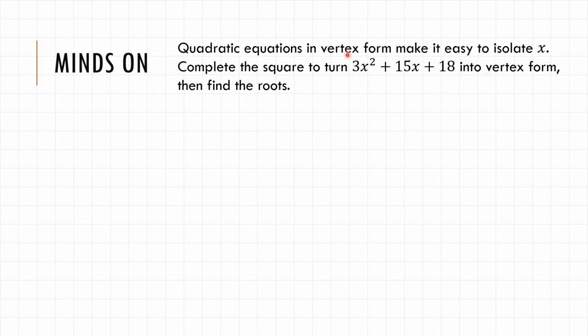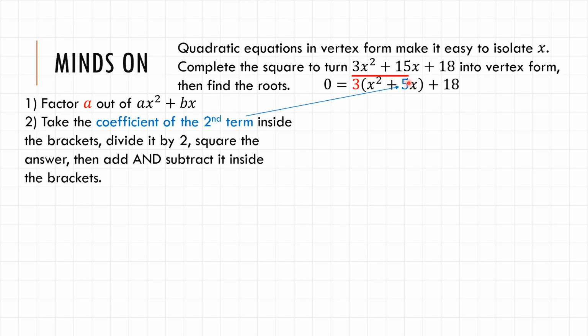So here we have this equation, 3x squared plus 15x plus 18. We're going to factor out just the a value, and we're going to factor it out of just the first two terms by grouping. We're going to leave the last term alone. So I'm going to put two brackets around here and factor out the 3, and 15 divided by 3 is 5. Then I'm going to take the coefficient of this second term that is inside the bracket.